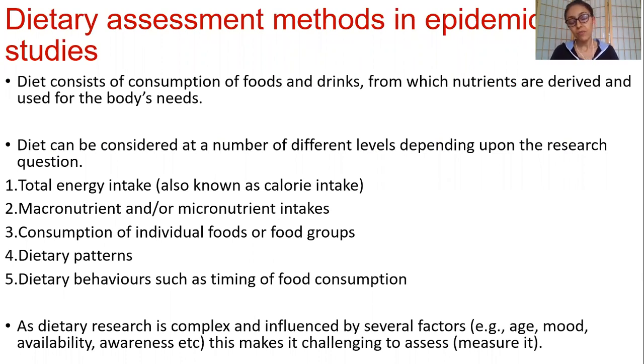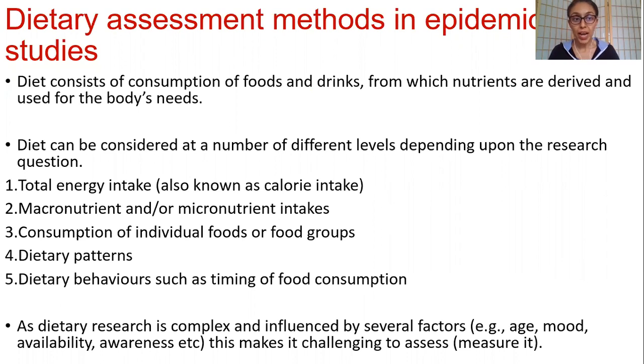So firstly, in very basic terms, diet consists of both beverages and food, which is solid and liquid food items, and from which an individual derives nutrients which are used for the body's needs and functions. All right, so diet can be examined at various levels, and depending upon the level, different types of research questions can be created.